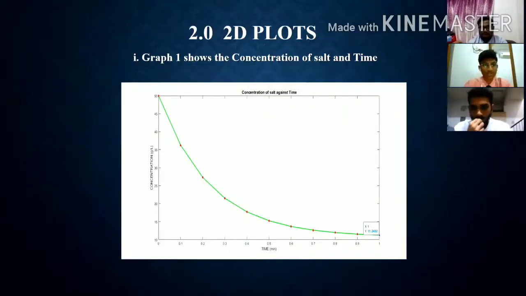Okay. So I would like to discuss the graphs that Pavitran mentioned earlier. This 2D plot shows the concentration of salt versus time. Here we can see that the concentration of salt decreases with time. For instance, the concentration of salt was at 50 gram per liter when the time was at 0 seconds. When the time reached 1 minute, the concentration of salt was 11.2432 gram per liter.